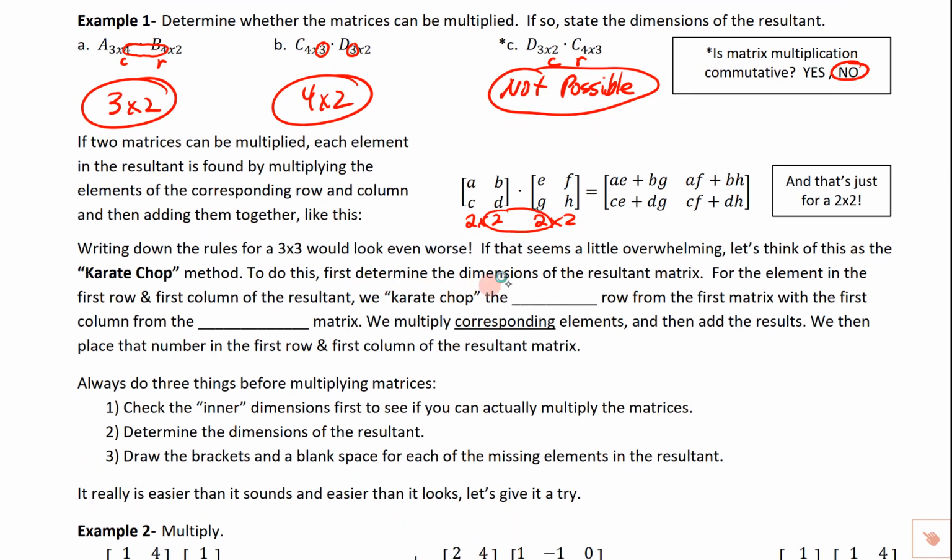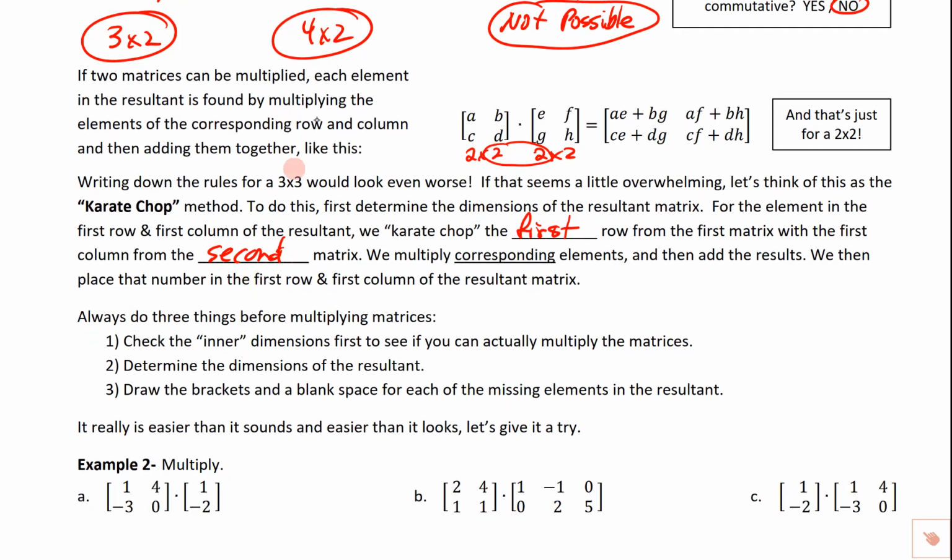The first thing we do is we determine the dimensions of the resultant. And for the element in the first row and the first column of the resultant, we karate chop the first row of the first matrix with the first column of the second matrix. And then we multiply the corresponding elements, and this whole corresponding idea is really important. And then we add the results, and then we place that number in the first row, first column of the resultant. Now, I know this sounds really complicated regardless of which method you think of here, or which concepts you're kind of applying.